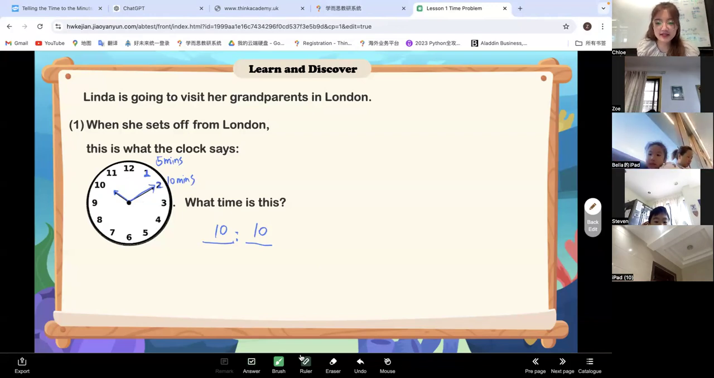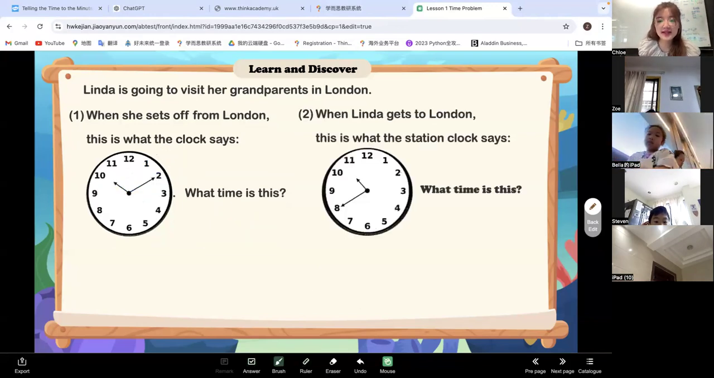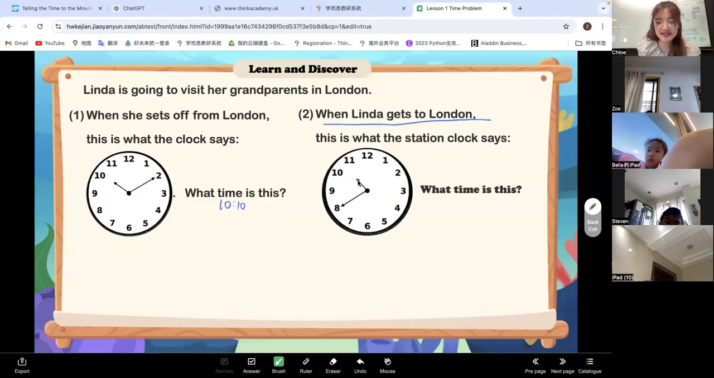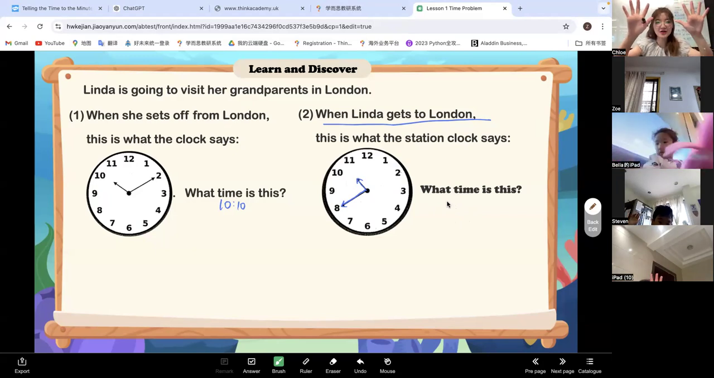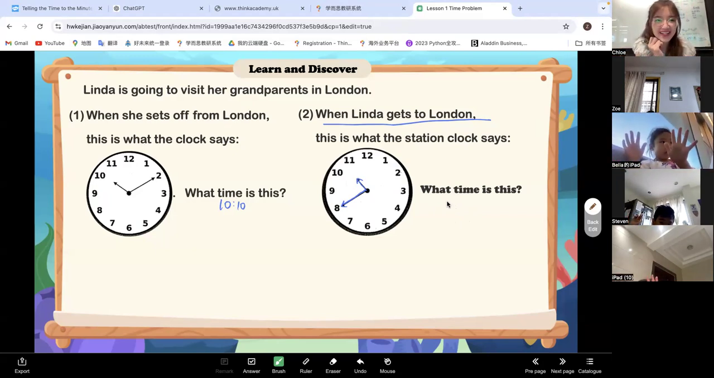Okay, now let's take a look. So when Linda gets to London, the second question, when Linda gets to London, this is what the station clock says. What's the time now? So still we can say there is 1 hour hand and a minute hand, right? We can read the clock from the 2 hands one by one. So at first, what's the hour now? Ready? Show me the fingers, please. What's the hour? 3, 2, 1. The hour is 10 as well. Good job. Okay. And what's the minute?